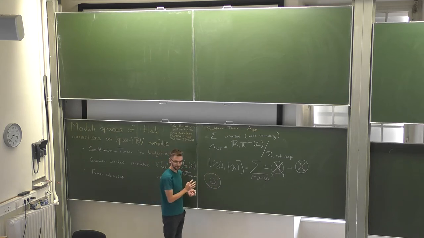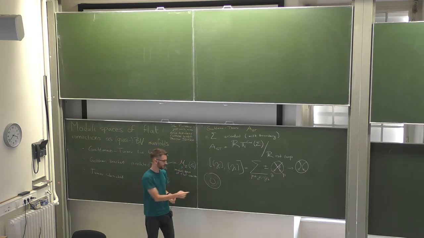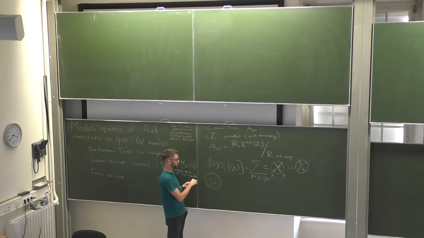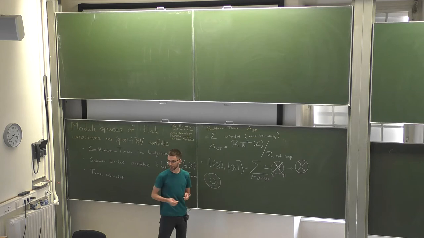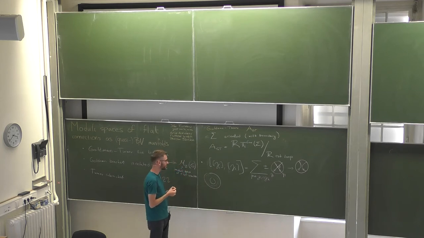And this example is not very good, because you can always choose representatives in such a way that they have no intersection, so the bracket is always zero. In this special case, the bracket will always be zero. One should prove that the bracket is independent of the representative of the homotopy class you chose, but it's not difficult.